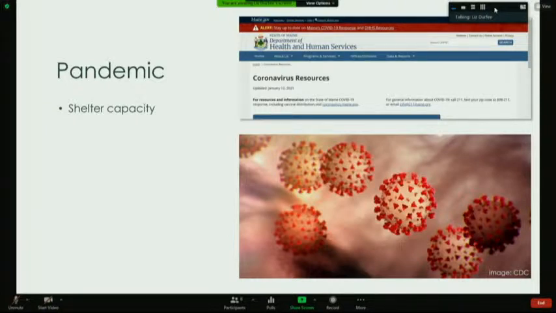And obviously this wasn't anything that anyone, sorry about that, planned for. And the emergency management directors thought that shelter capacity would probably be halved in the event of a pandemic.